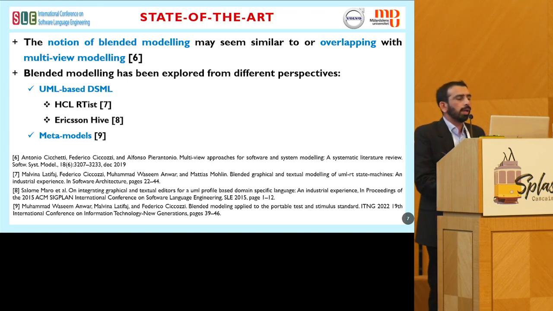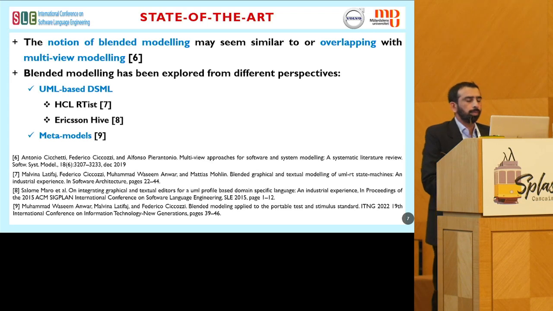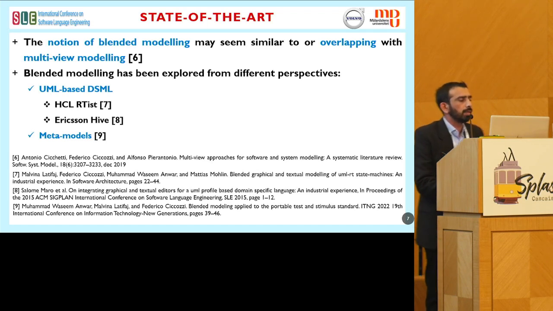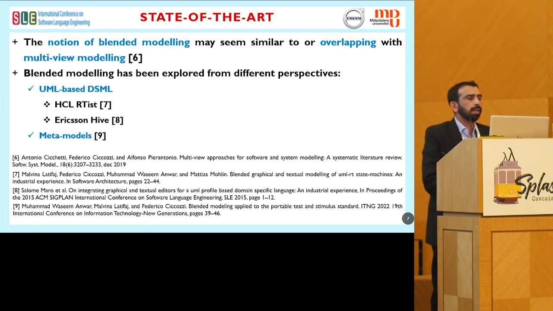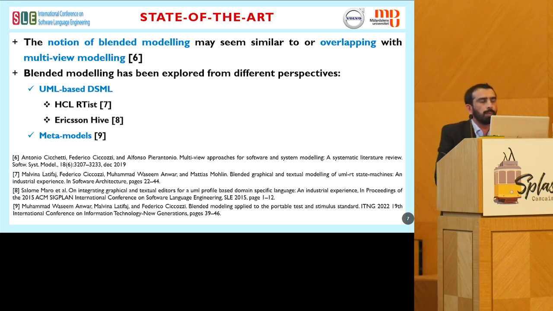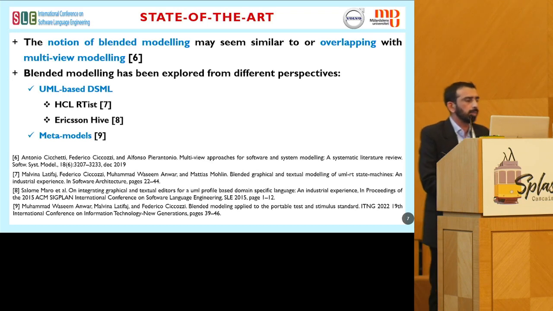Blended modeling has been explored from different perspectives in industrial settings. This can be broadly categorized into two classes, UML-based and DSML and meta-models. For instance, in 7, the authors applied blended modeling to the HCL RTist environment to support the modeling of state machines through graphical and textual notations interchangeably. In 8, the authors applied blended modeling to the Ericsson Hive DSML. So this shows the effectiveness of blended modeling in industrial settings.